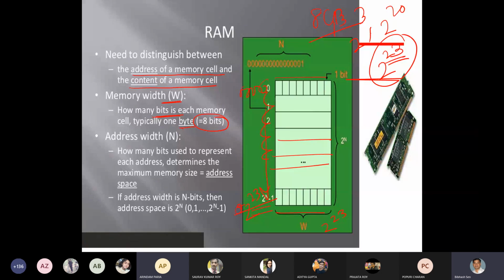Now, how many bits are used to represent each address? 23 bits are required, a 23-bit address for 8 GB memory. If you have 4 GB, then it will automatically be reduced. Am I correct or wrong? When 22 bits are required, that is the address width. If the address width is n bits, then the address space is a total of 2 to the power n. Is this point clear?